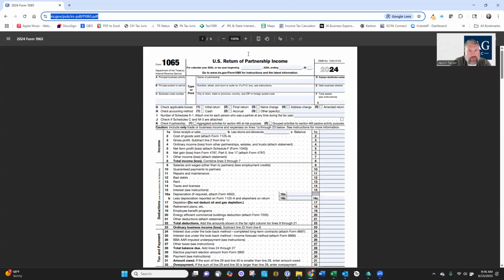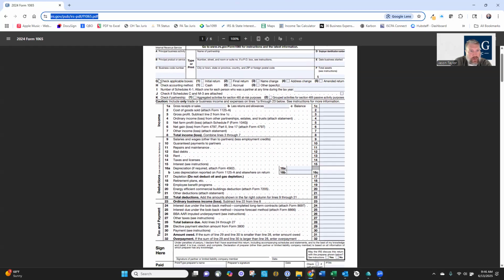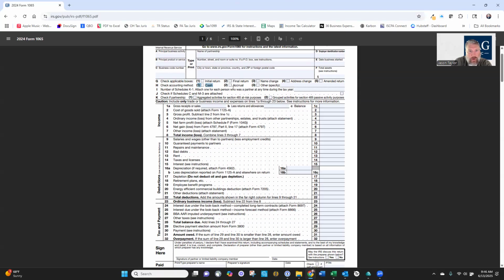Page one, you have the name of your partnership, address, and a few different things. Lines G through K are just some information: initial return, final return. What's your accounting method, cash or accrual? Most of the time, we're cash unless you have a very large business that makes over 27 million a year in revenue. Number of K1s attached is really the number of partners, and a few other informational items.